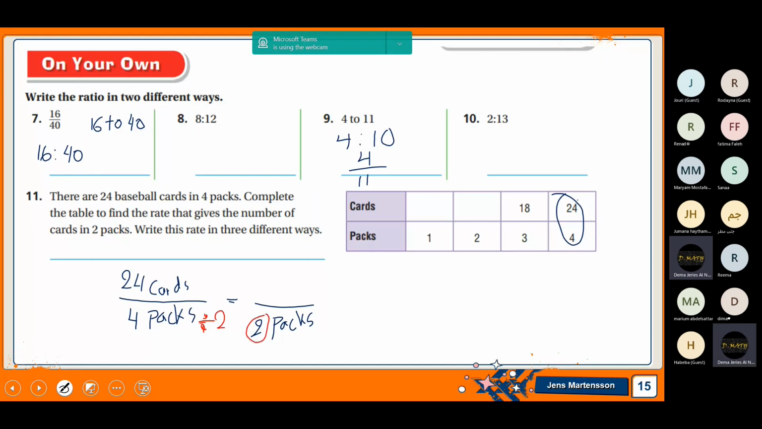Now, if you divide the denominator by 2, what do you have to divide the numerator by? Dima, 24. If you divide the denominator by 2, you will divide the numerator by what? By the same number, miss. 24 divided by 2 is? Okay, Dima, thank you. Jana.